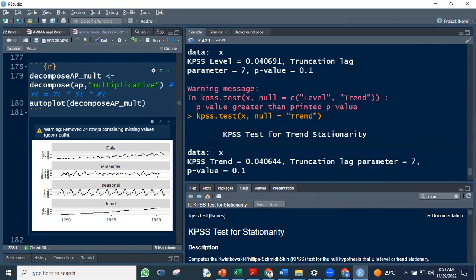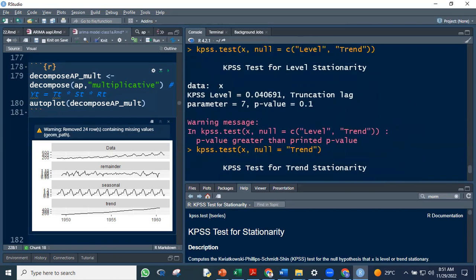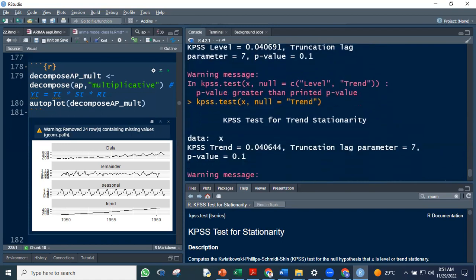Okay, so here in our X, it turns out okay, whether it's level stationary or trend stationary. What does it tell us? Our p-value is 0.1 in both. Which is correct, because we failed to reject the null hypothesis that the X data is stationary. So whether we use level stationarity or trend stationarity, our KPSS test is okay.